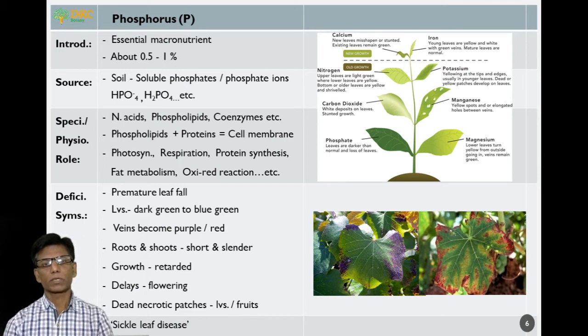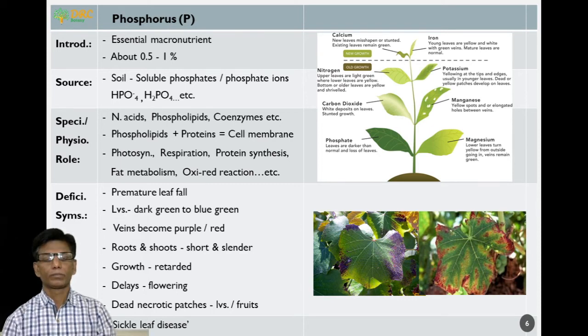The source of phosphorus is soil, means it is absorbed from the soil. In the soil, it is present in the form of soluble phosphates or phosphate ions like phosphoric acid, dihydrogen phosphates, etc. Now we will see the functions of phosphorus. Phosphorus is an important component of nucleic acids, phospholipids, coenzymes, etc. Then the phospholipids along with the proteins are the components of cell membrane.